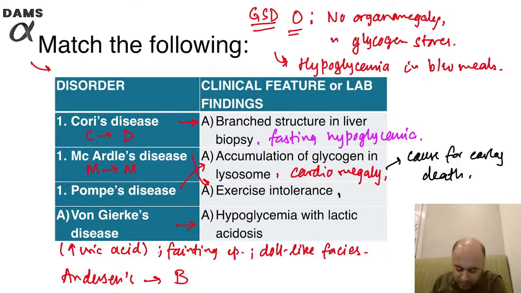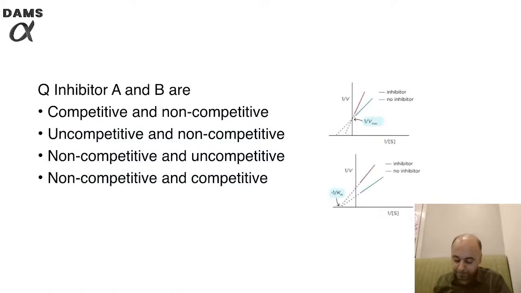However, Anderson's disease is generally not asked. Mostly we are getting the questions on Cori's, von Gierke's and Pompe's, rarely on GSD type 0 and McArdle's. Okay, so these are the ones which are getting routinely asked in your exam.